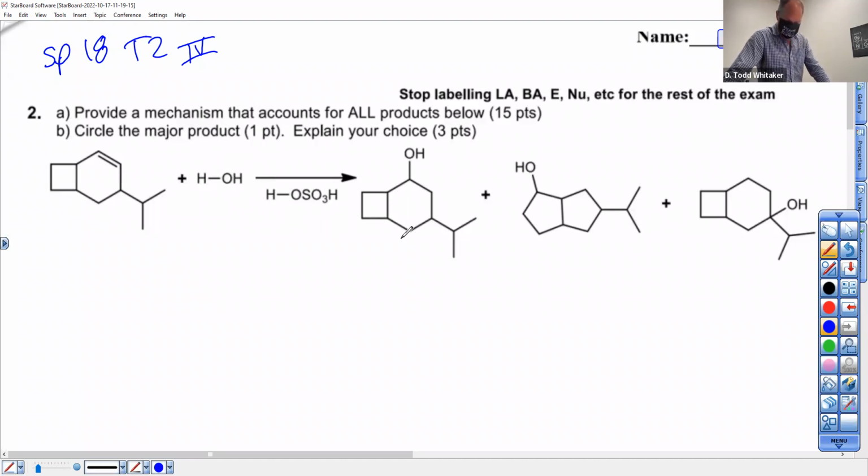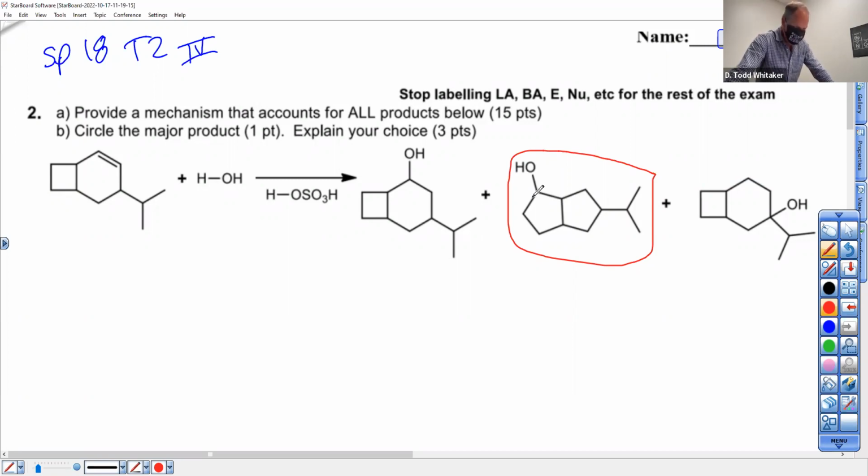Now, off camera, we decided this was our favorite because we just did a video where we said if we can get rid of ring size 4, that is the best thing you can do in terms of stability, the best thing possible. So we'll be explaining why we like that one, but you should always do your explanation based on your carbocations. They're the ones that are in the rate determining step, so they're the ones you need to help the most.